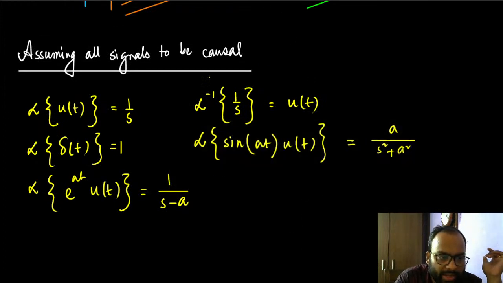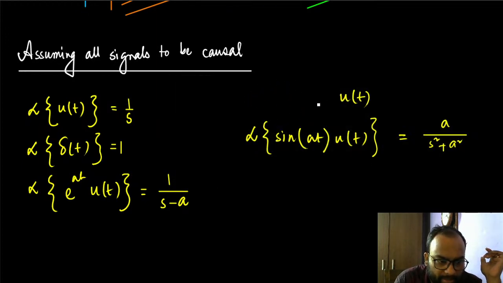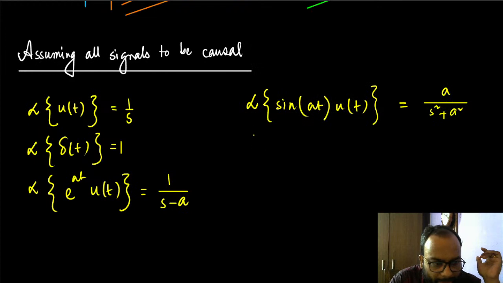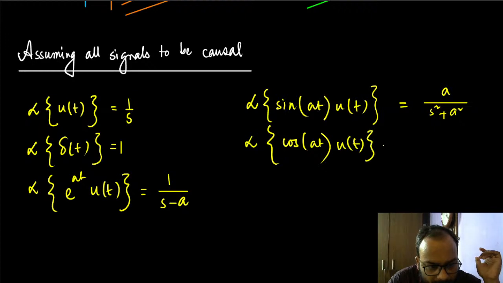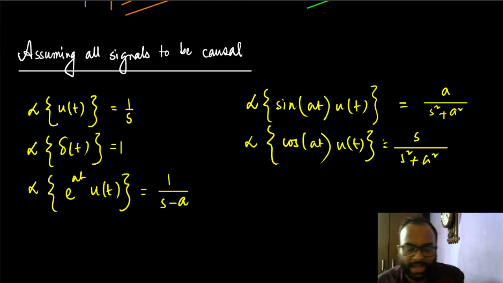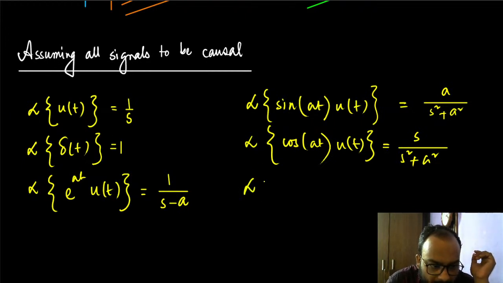Similarly, we can calculate the Laplace transform of cosine at u(t), which is going to be s divided by s square plus a square. Once again, using Euler's formula for cosine at, which is e to the power jat plus e to the power minus jat by 2, you can see that this is the answer. That's once again not a very difficult thing to understand. So that's fine.